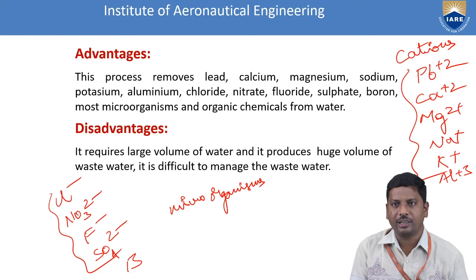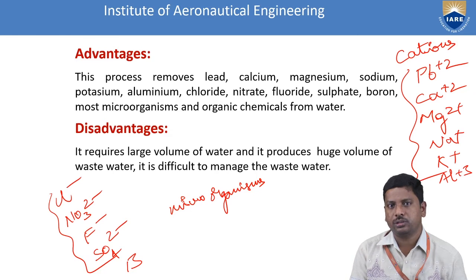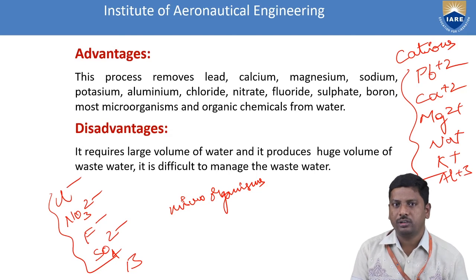Microorganisms means nothing but the bacteria which is present in the sample of water. So these microorganisms are also chargeless particles. That means reverse osmosis is not only applicable to charged particles, it can be applicable to both ionic and non-ionic, and also organic chemicals from the water. There are so many effluents coming from various types of industries. Those chemicals also need to be removed from the sample of water, and that type of chemicals can be removed by reverse osmosis. So there are so many advantages of using reverse osmosis.